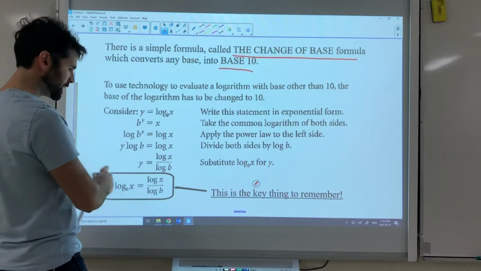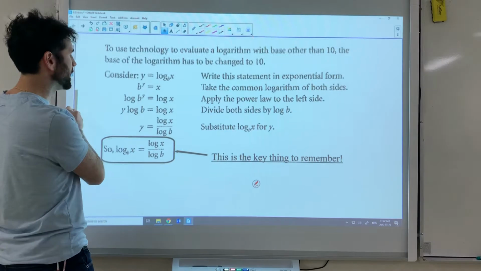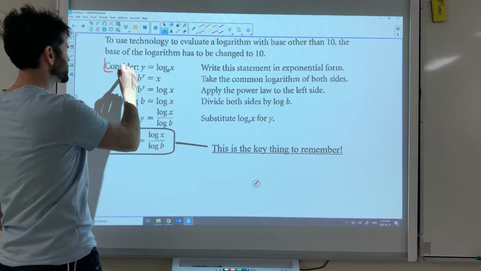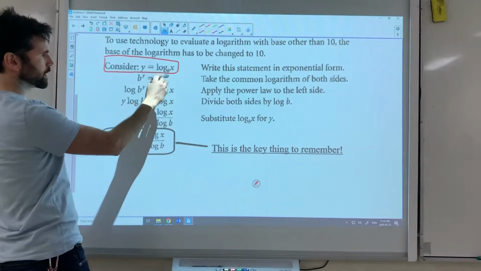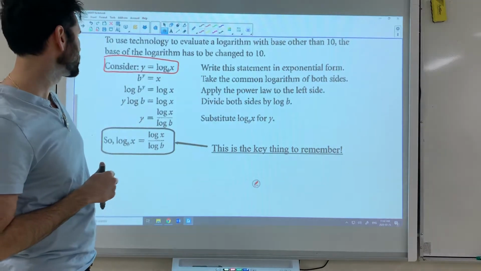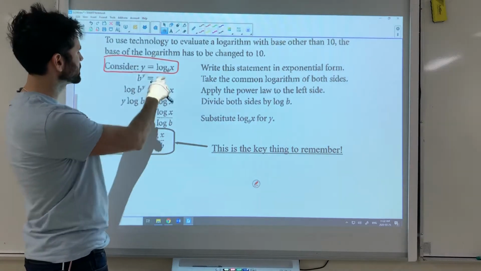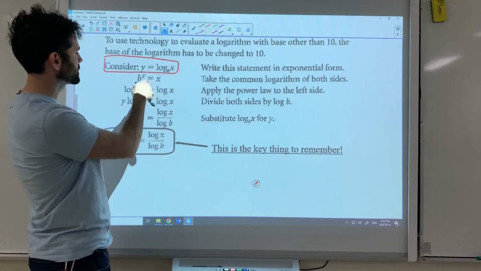So I'm just going to show you where it comes from. This will only take a moment. I promise you the math won't be so bad. But let's say we start with y equals log in base b of x. We're going to turn this into our change of base formula. So the first step is we're going to use our definition of a log. So we're going to say, okay, b to the power of y equals x.